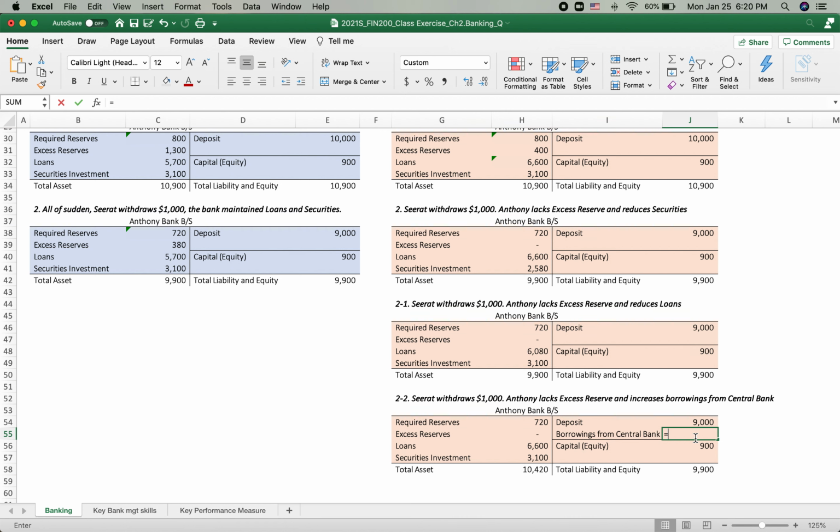Now, okay, the difference between the two, right? So it should be calculated like 10,420 minus 9,000 minus 900, so that we can balance out 10,420. So new borrowings from central bank is now 420. Because of these borrowings, this C-Red would take $1,000, and the bank would not reduce loans or security investment.